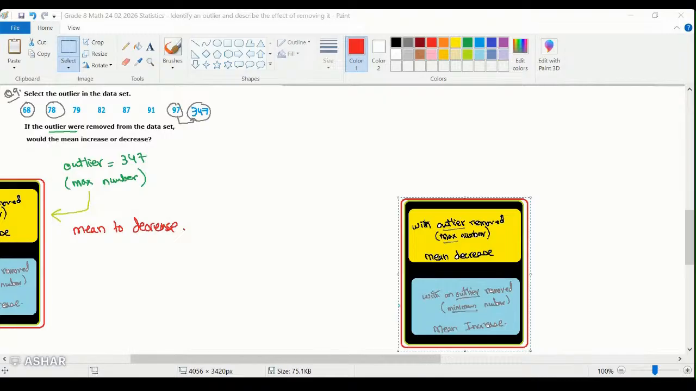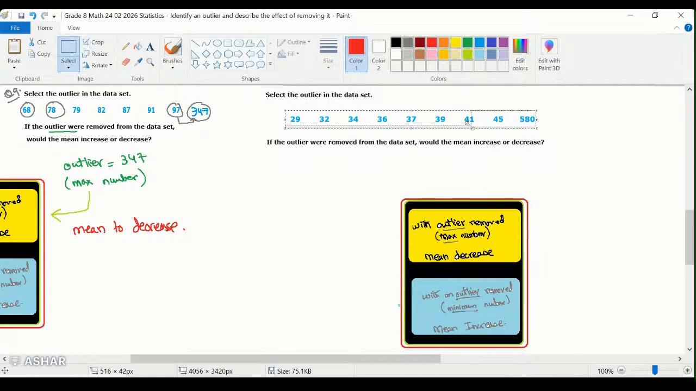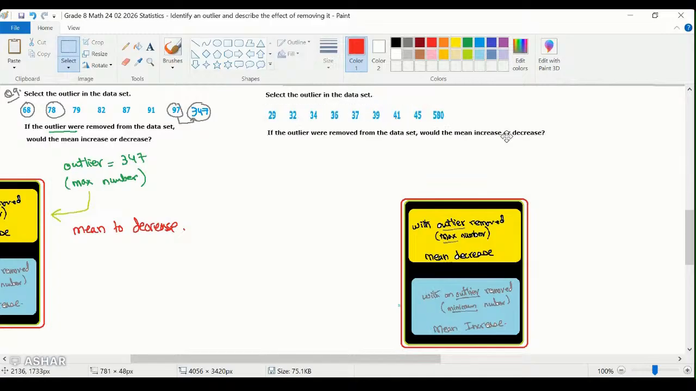There is no fixed way of finding the outlier. Outlier has to be our own understanding. We have to guess the outlier by looking at the difference. There's no particular formula to find the outliers, okay? What will happen over here in question number 10?